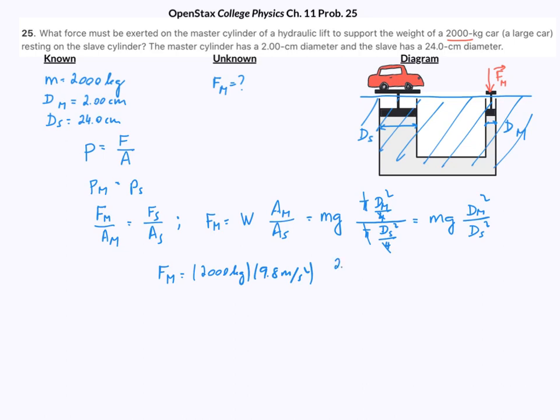So then we have 2.00 centimeters squared divided by 24.0 centimeters squared, so the centimeters drop out. And when we plug in the numbers, we end up with 136 newtons. So the person only has to exert 136 newtons at this point so that the car gets lifted.